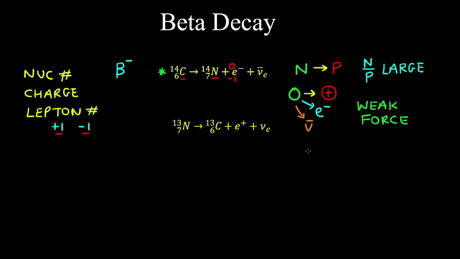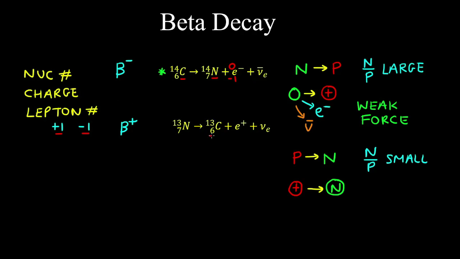Now beta plus decay is when a proton is transformed to a neutron. So this occurs when the neutron to proton ratio is small. So here we have more protons than we do neutrons. So therefore a proton is transformed to a neutron, and then checking the conservation laws, we have the nucleon number being 13 on both sides, so that's conserved.